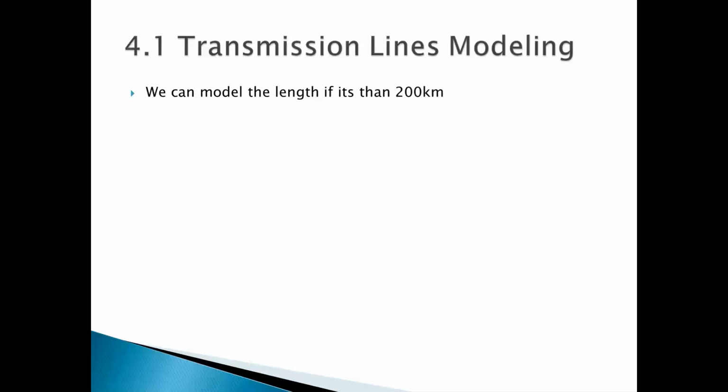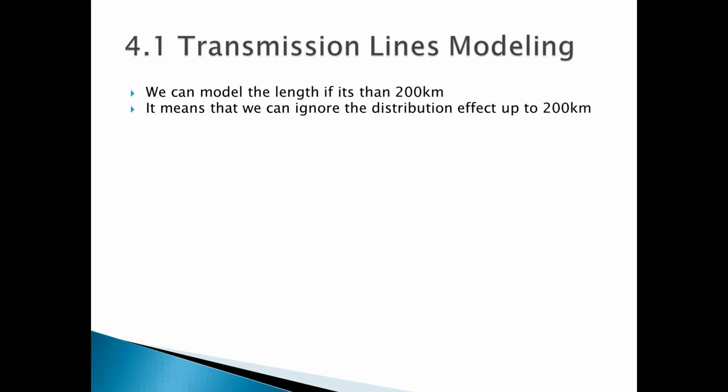We can model the transmission line if its length is less than 200 kilometers. It means that we can ignore the distribution effect up to 200 kilometers. After crossing 200 kilometers, we cannot lump the capacitance, inductance, or resistance. To lump means collecting, adding together and making a model, a simple circuit, and then solving it. We can do this up to 200 kilometers. After 200 kilometers, we cannot make such a type of model.